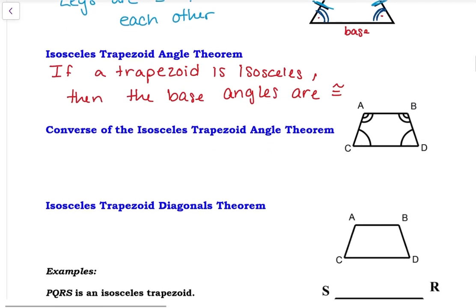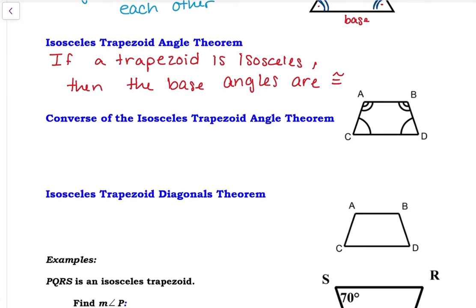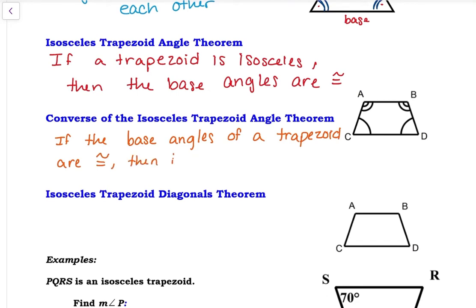be congruent. The converse of the isosceles trapezoid angle theorem is the same thing as the isosceles trapezoid angle theorem, but backwards. This one says if the base angles of a trapezoid are congruent, then it is isosceles. So pretty much just the same thing backwards.